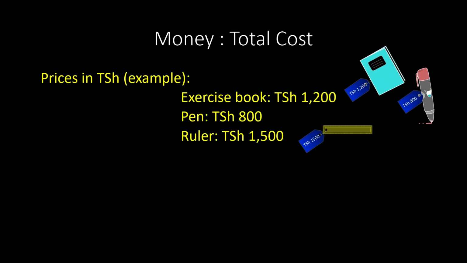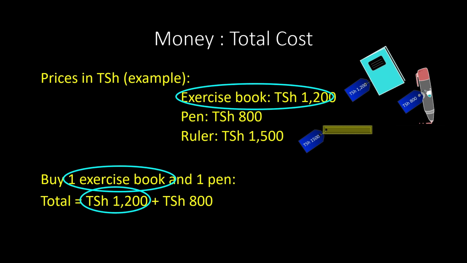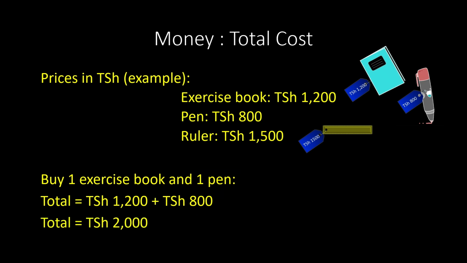Suppose we buy one exercise book and one pen. What's the total cost? One exercise book costs 1,200 shillings and one pen costs 800 shillings. The total cost is the two added together. So we have 2,000 shillings.